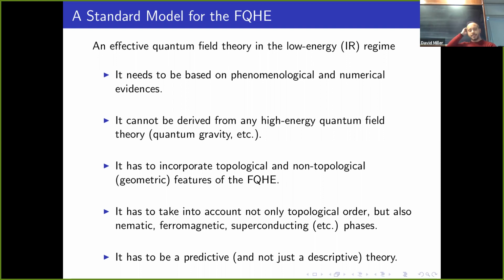And even more, from the condensed matter point of view, as I said before, it's not only topological order. We also have to encode other quantum phases of matter, like nematic order, ferromagnetic order, superconducting order. These all appear, and they are somehow deeply related to the fractional quantum Hall. So it's important to have all these things in mind. In particular, the theory should be predictive, not only descriptive. Otherwise, a posteriori, we can always say that the theory describes what we know, but we should also try to find a theory that predicts new fractional states or new features of the fractional quantum Hall effect in general.